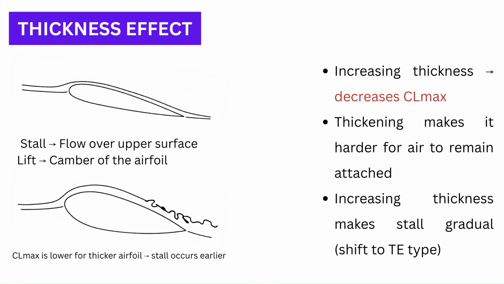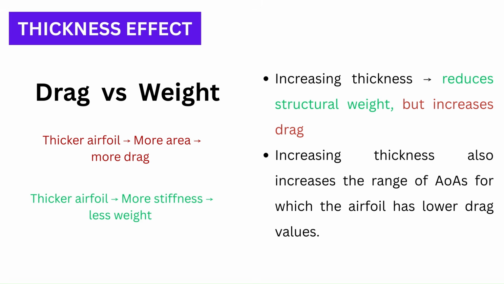Thickening the airfoil makes it harder for the air to flow over the upper surface and remain attached, but it does not affect the lift of the airfoil at pre-stall angles of attack. The stall happens earlier and the maximum lift the airfoil can generate is reduced. Within limits, increasing the thickness makes the stall more gentle as the flow is more likely to separate at the aft portion. There is also a trade-off between the drag and weight of the wing while selecting the thickness.